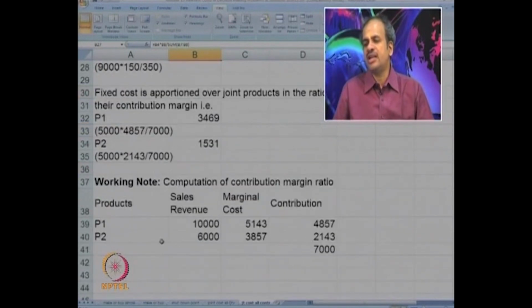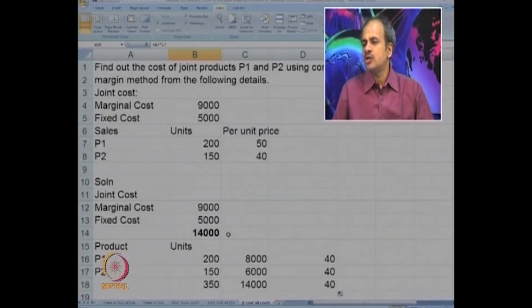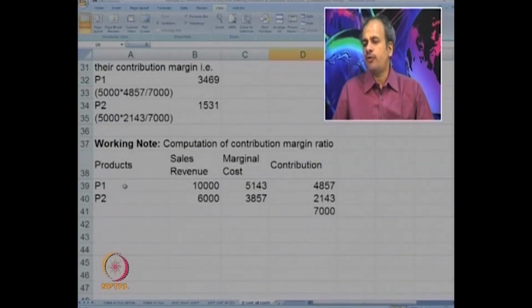So, here there is a working note. First, we have calculated the revenue of the products. We are aware that 200 units are sold at 50. If you multiply, you will get 10,000 here, and 150 into 40 you will get 6,000. So for products P1 and P2, the sale revenue is 10 and 6.